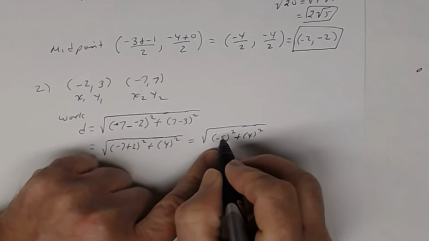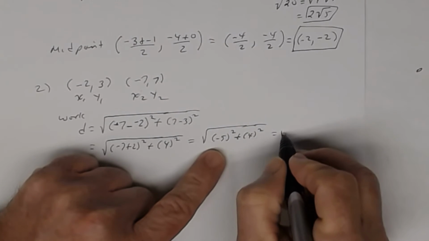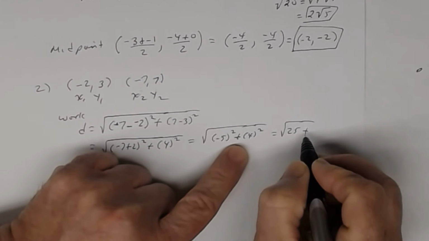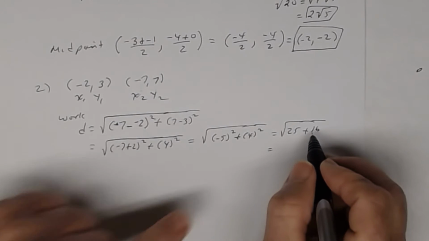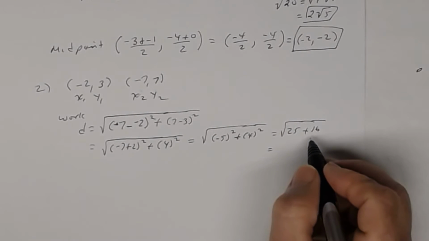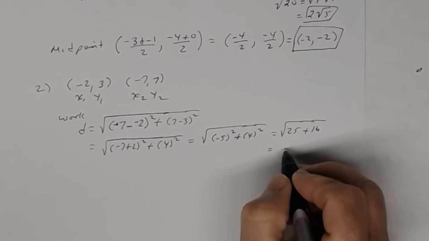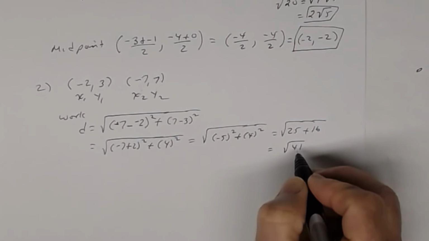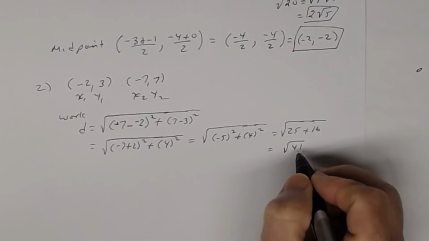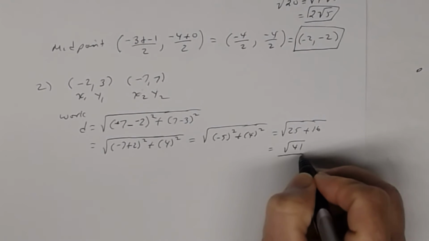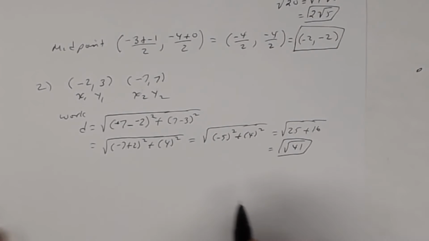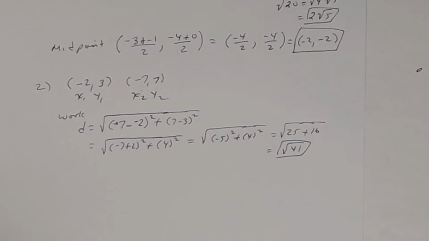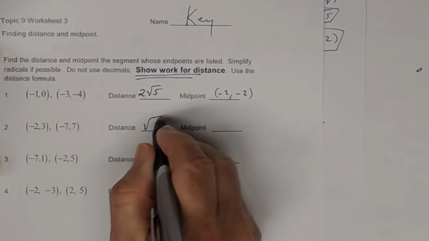Well, let's simplify the radicand. A negative 5 squared is a positive 25. A 4 squared is a positive 16. Simplifying the radicand, 25 plus 16 gives you 41, right? So I get the square root of 41. Now 41, the only perfect square that goes into 41 is 1, so I cannot simplify the square root of 41. You're done with that. Okay? So that's the answer for number 2: square root of 41.